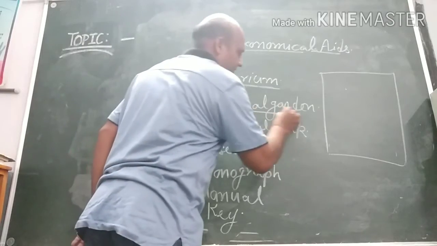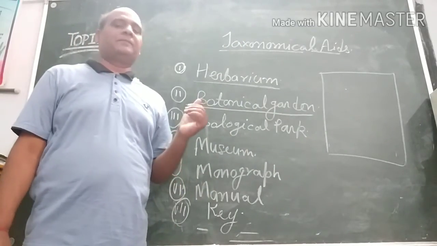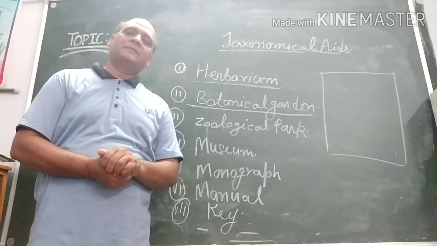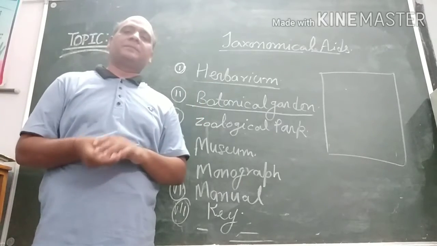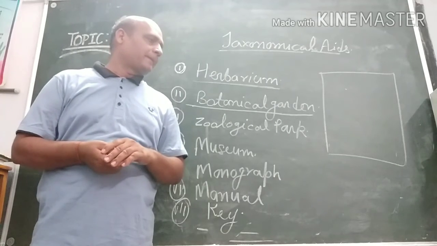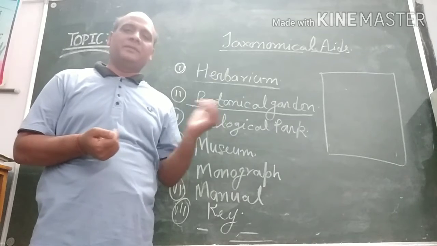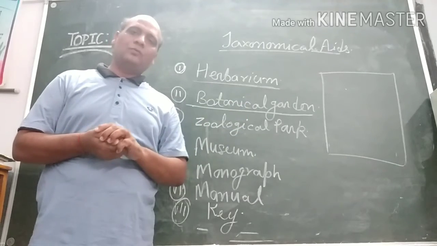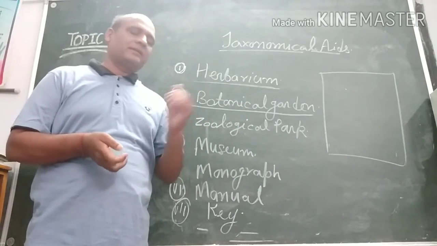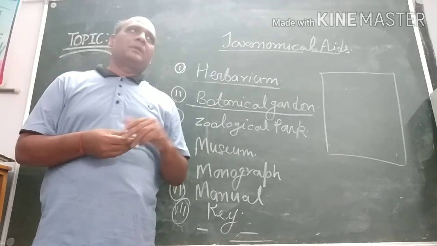Next, botanical garden. It is the collection of living plants which help in the identification of plants. The examples of botanical garden are NBRI, Lucknow, Indian Botanical Garden, Howrah, Kew in England.